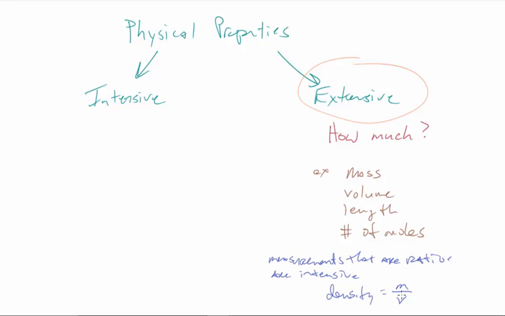And so what that does, if I change the mass, I also change the volume, right? And so it doesn't matter. It's not going to change the density because both change proportionally. So if you have these extensive properties as a ratio, they're actually intensive properties. So don't get confused by that. If I'm just looking strictly at mass, volume, length, number of moles, I'm looking at extensive properties. If I'm looking at a ratio like density, it's an intensive property, okay?